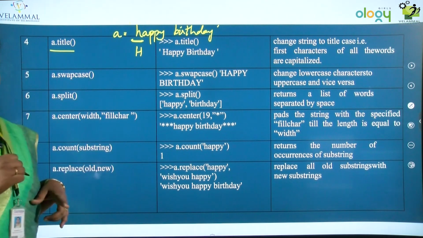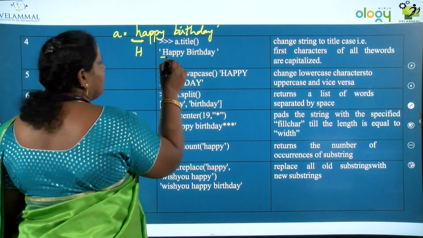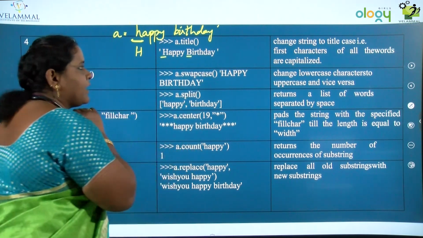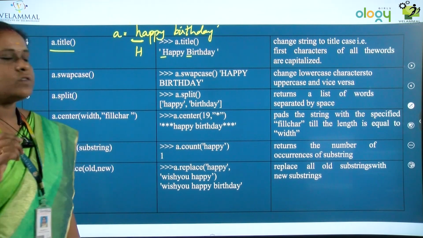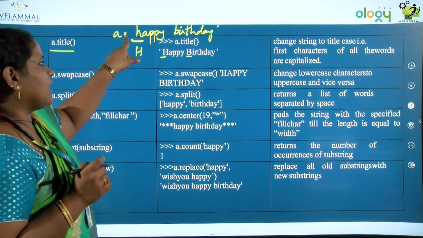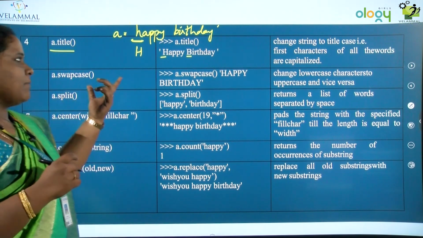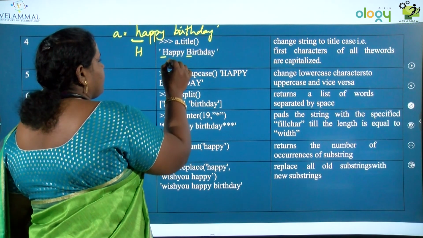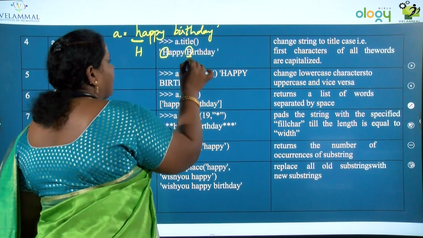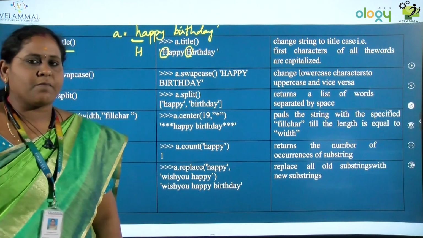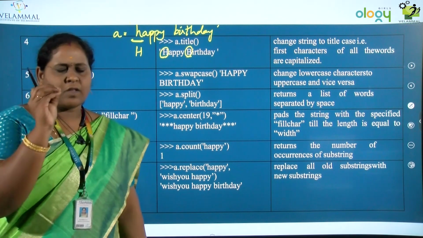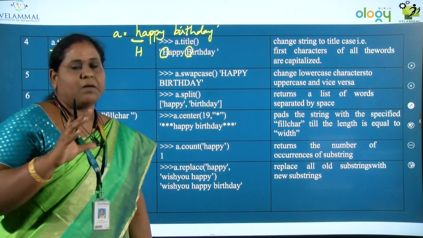Whereas in title, what will happen? In each and every word, the initial letter will be changed into uppercase. So in the capitalize method, out of an entire string, only the first letter will be changed into uppercase. And in the title method, in each and every word, the first letter is going to change into uppercase. So this is the basic difference between title and capitalize. This is a small thing, but you have to remember it properly.